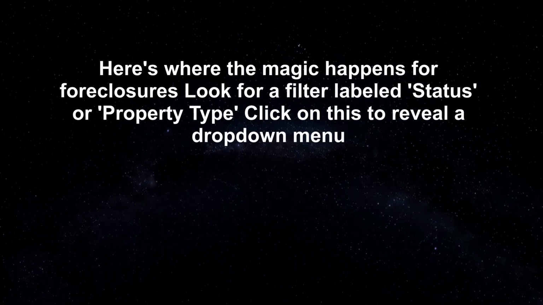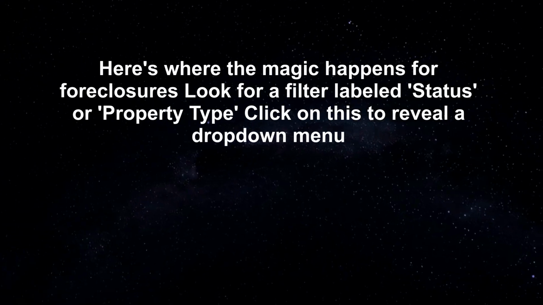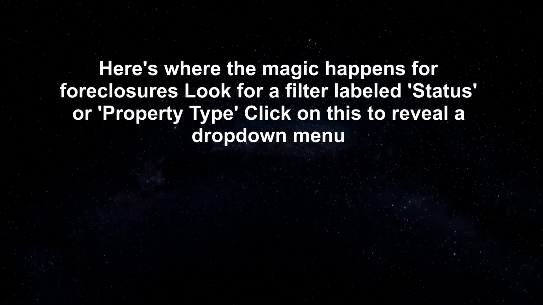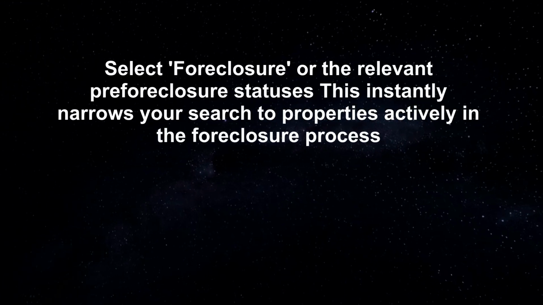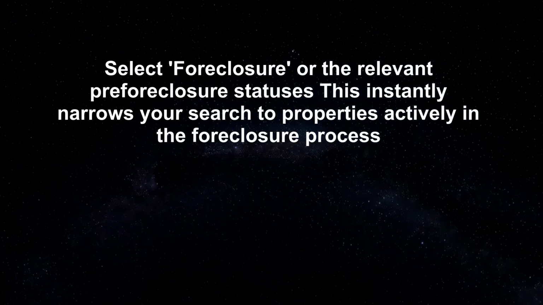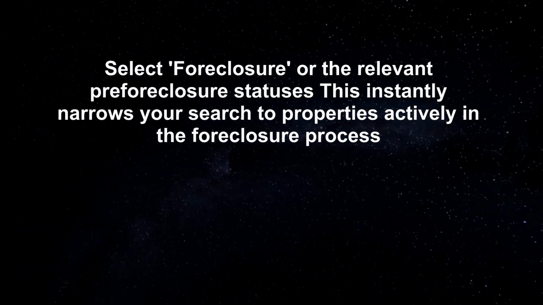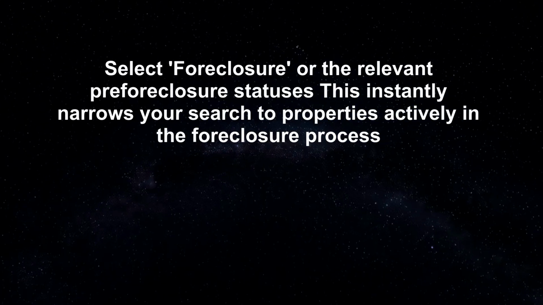Here's where the magic happens for foreclosures. Look for a filter labeled Status or Property Type. Click on this to reveal a drop-down menu. Select Foreclosure or the relevant foreclosure statuses. This instantly narrows your search to properties actively in the foreclosure process.